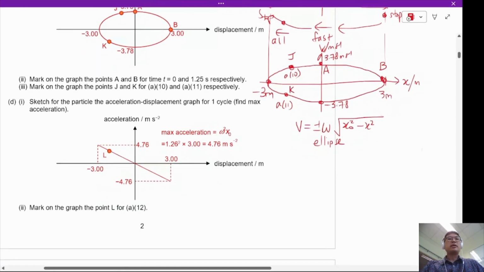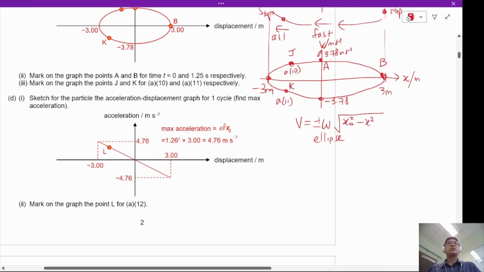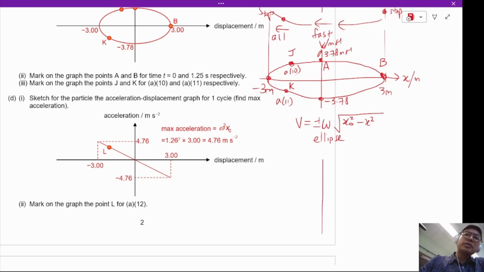Now let's take a look at part D. Sketch the particle acceleration displacement graph for one cycle. Okay, the acceleration displacement graph follows the equation a is minus omega squared x. So this is going to be a straight line graph through the origin. The maximum value, of course, is 3 meters on the right and negative 3 meters on the left.